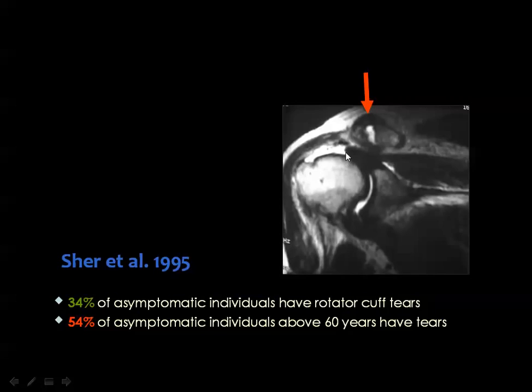And here you can see a full thickness tear of the supraspinatus tendon. You can see that there is a big gap about 2 to 2.5 centimeter with some atrophic changes in the muscle.